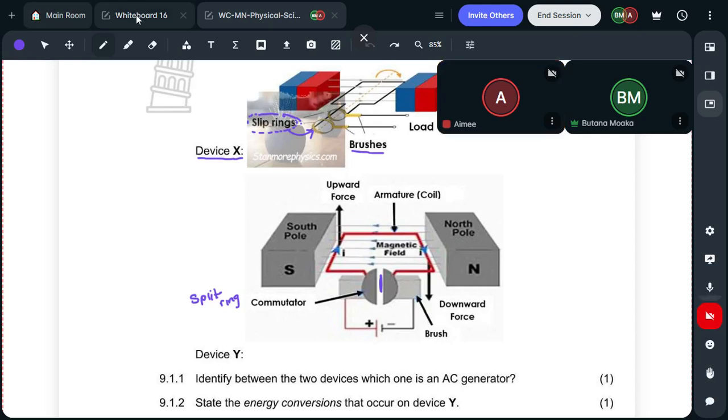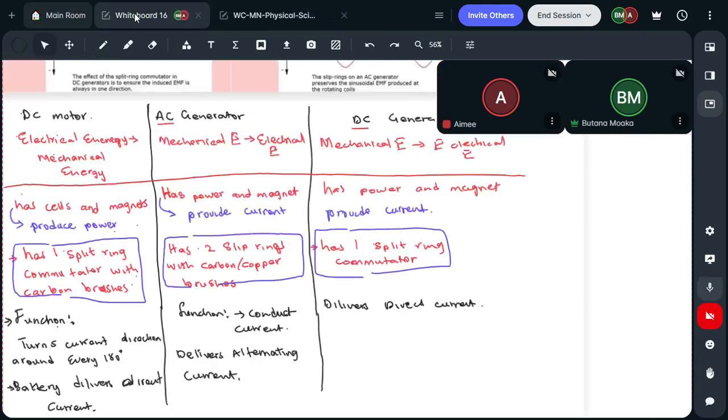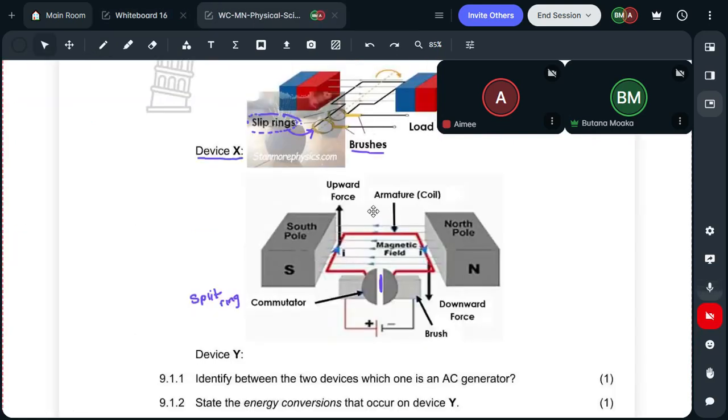If we go to this part, we said that an AC generator will have two slip rings with carbon brushes. If you look at this, we have one and then we have two. So there are two of them and both of them have brushes. This makes device X an AC generator. Do you understand?